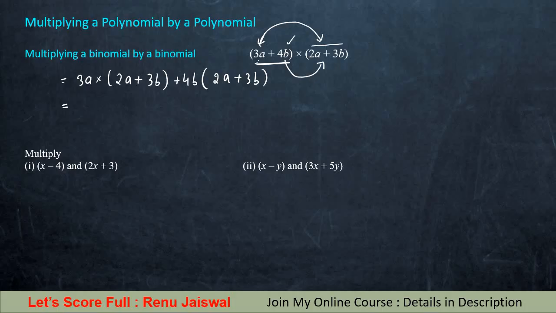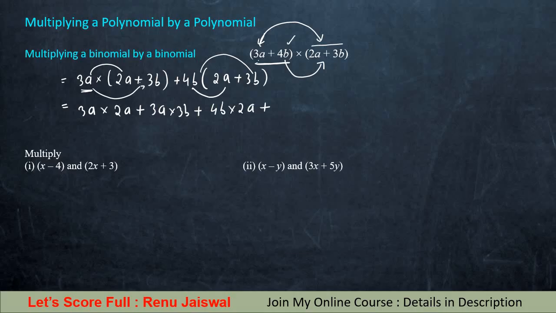Now when I multiply further, it's the same as we have learnt previously. Monomial with binomial. Means what? I will distribute it again. So 3a into 2a plus 3a into 3b. Now there is a plus, so I'll take plus, and distribute 4b to both the terms. So 4b into 2a plus 4b into 3b.